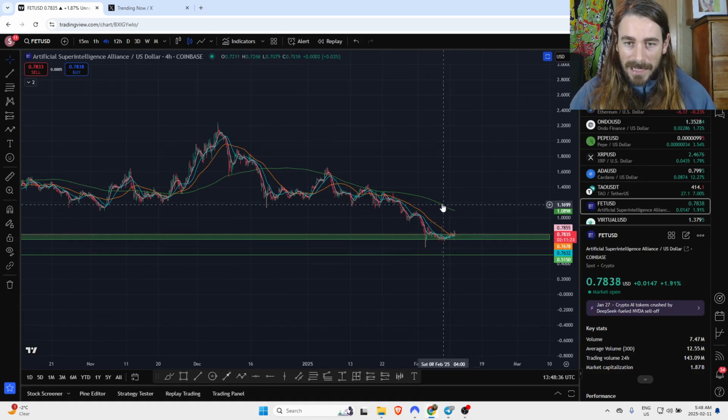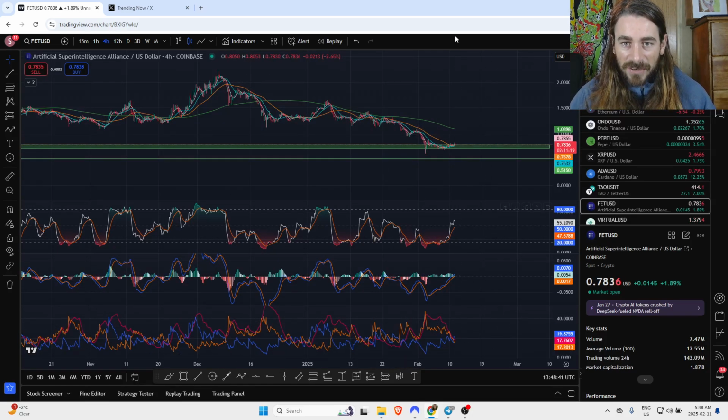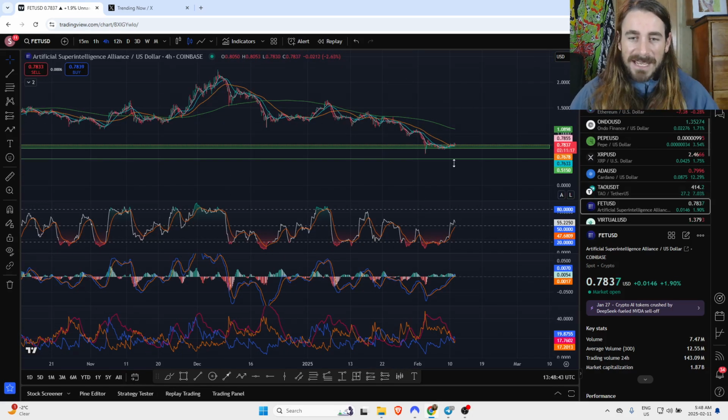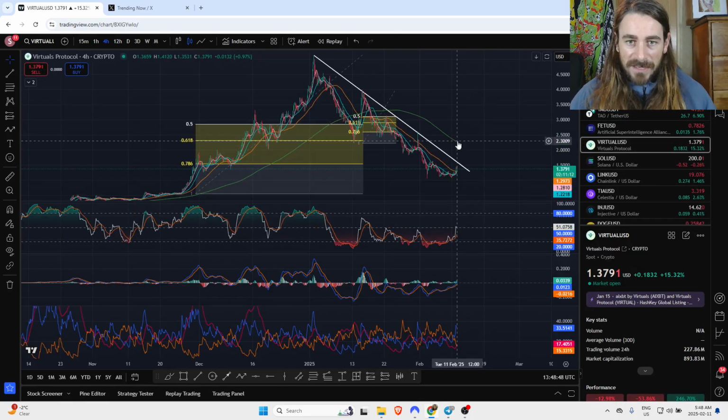Flipping over to Fetch AI, coming down to our level of support, bouncing from there, at least holding it for now. Hopefully we see some strength from Fetch. Indicators not looking too good, honestly. Based on the chart currently, I would prefer Tau over FET. That's just my personal opinion right now.